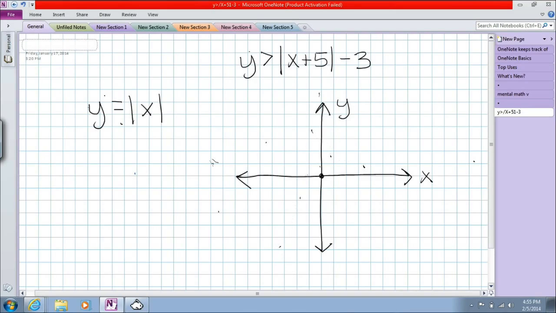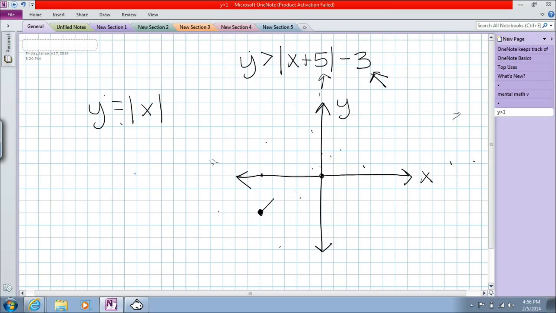The plus 5 is telling us about a horizontal translation, saying that we're going to translate this graph to the left 5 spaces, and the -3 is telling us that we're going to move the graph down 3 spots. So we're going to start with our vertex. I'm going to count over 1, 2, 3, 4, 5. Here's -5, and then down 3. So here's where our vertex is going to be.